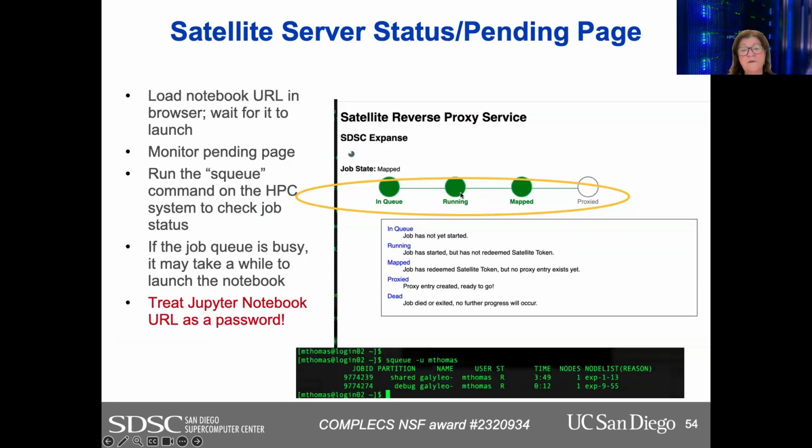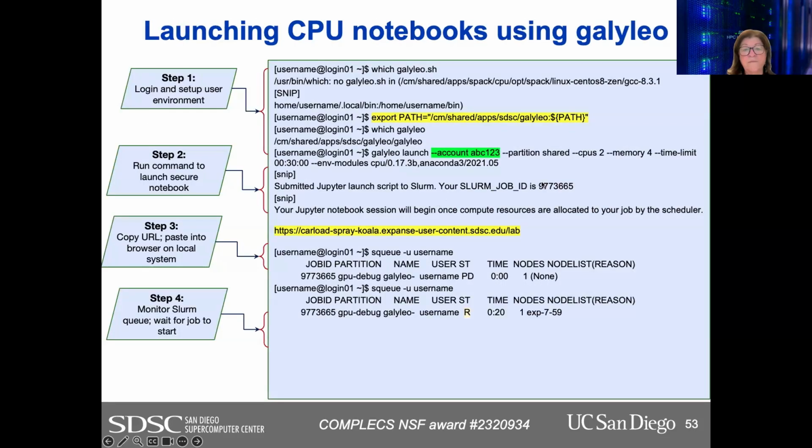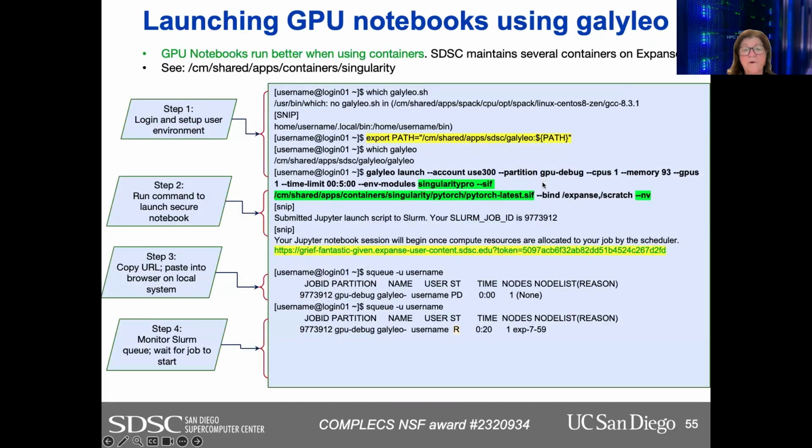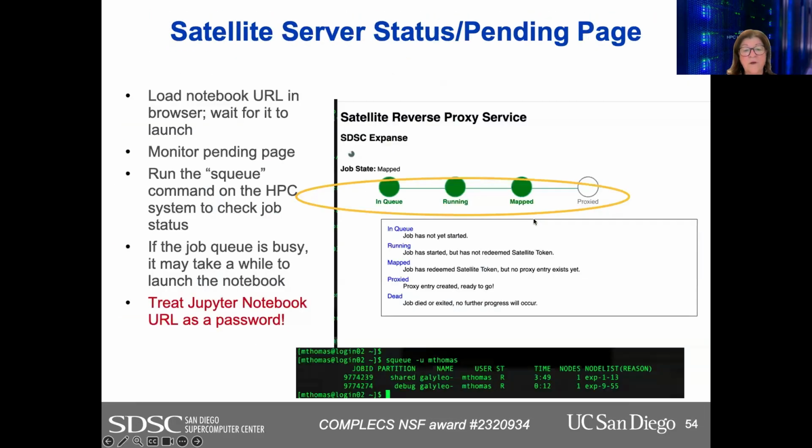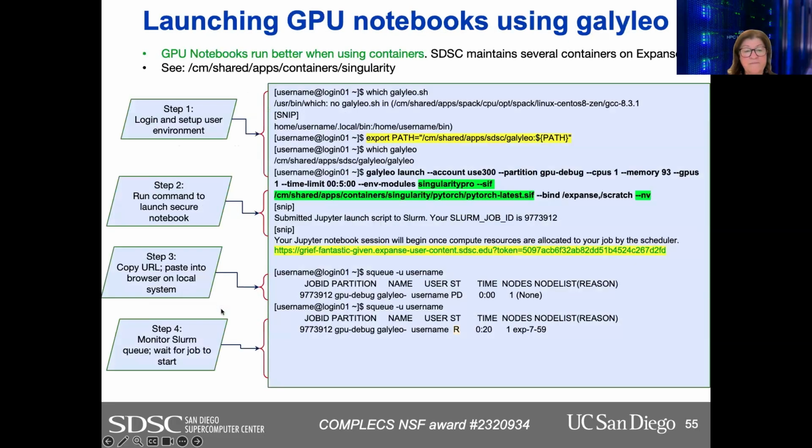Here we're still getting set up, and it can take a long time if there are a lot of jobs running. So you can log on to Expanse and look at your job IDs, because you get the job ID right there. You can take a look and see how many jobs and what the status of the job is. But remember to treat your notebook URL as a password.